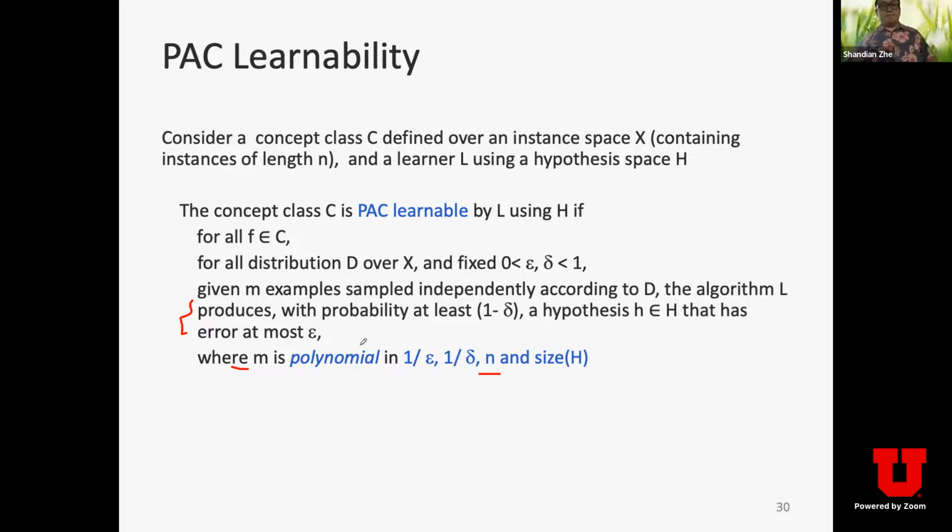So it just means if you can write down an m, the m can be viewed as a polynomial function of those four factors. It's actually the same definition as time complexity and space complexity in your data structure course.